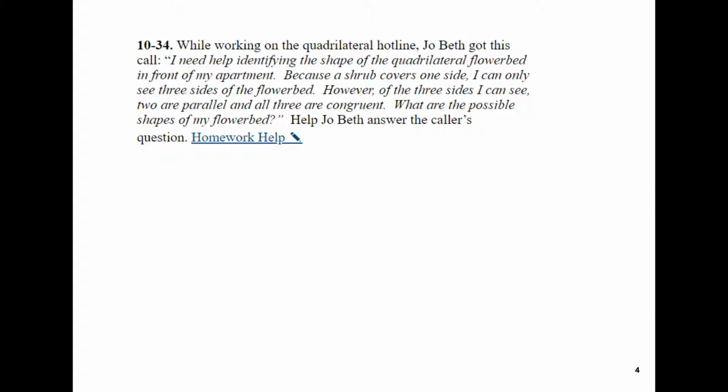So if we have 4 congruent sides and 2 are definitely parallel, it could be a rhombus. So it must be a rhombus. Could be a square.